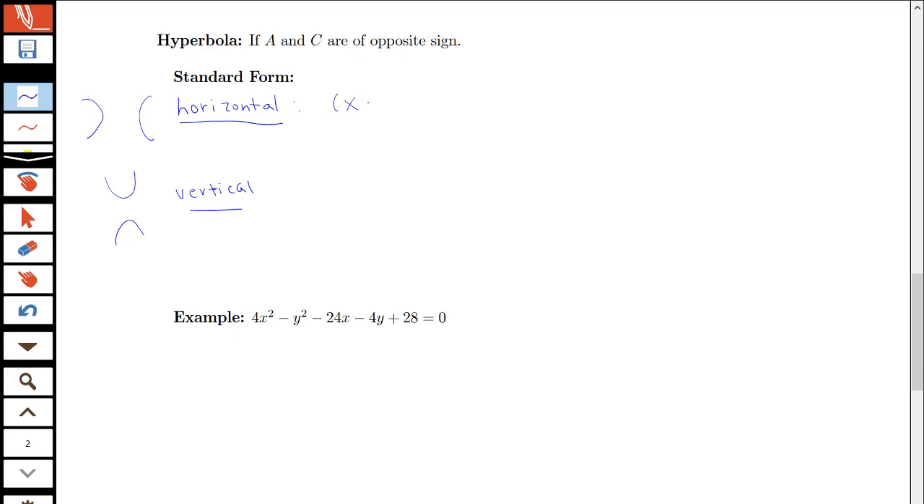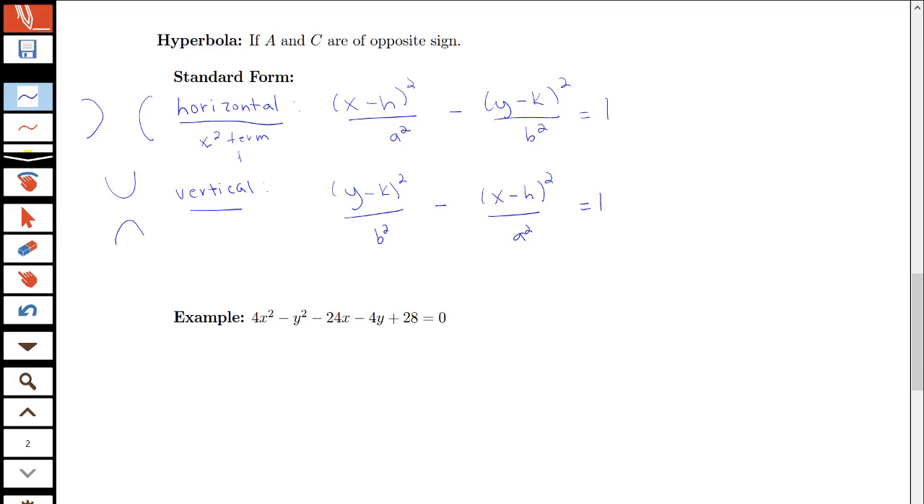For the horizontal one, I'll have the x term being the positive one, so x minus h squared over a squared minus y minus k squared over b squared is equal to 1. And if we have a vertical hyperbola, the standard form will look like y minus k squared over b squared minus x minus h squared over a squared is equal to 1. So the horizontal one has the x squared term positive, and the vertical one has the y squared term positive.